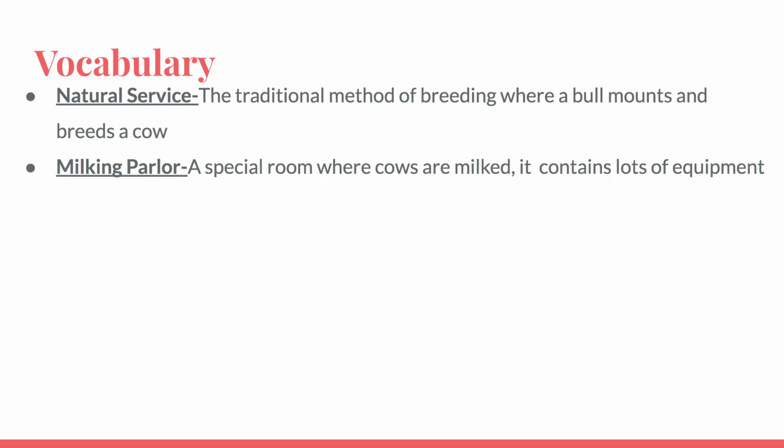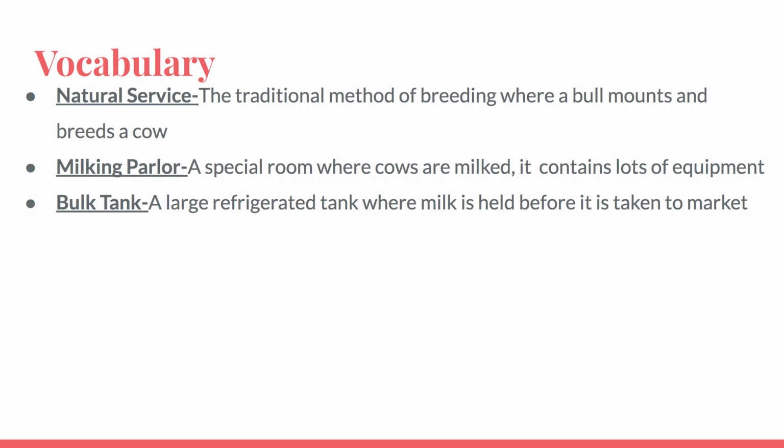Milking parlor. This is a special room where cows are milked. It contains lots and lots of equipment. Bulk tank. This is a large refrigerated tank where milk is kept before it is taken to the market. Most farms get their milk picked up anywhere from every 12 hours to every 48 hours. They need a nice big bulk tank to keep their milk nice and cool.